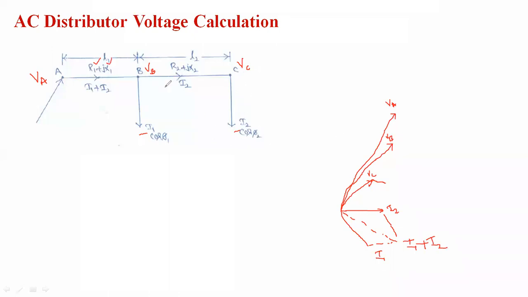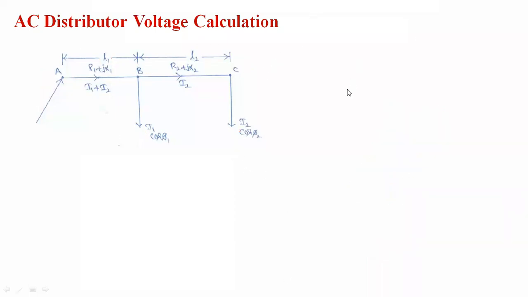In between VC and VB, what is the drop? I2 into R2 and I2 into X2. The resistance drop is parallel and the reactance drop is perpendicular. That is I2 into R2, and the reactance drop is perpendicular, that is I2 into X2. And in between AB, that is I1 plus I2 into R1, this is the resistance drop. The reactance drop is perpendicular, that is I1 plus I2 into X1. Like that we can draw the phasor diagram or vector diagram.